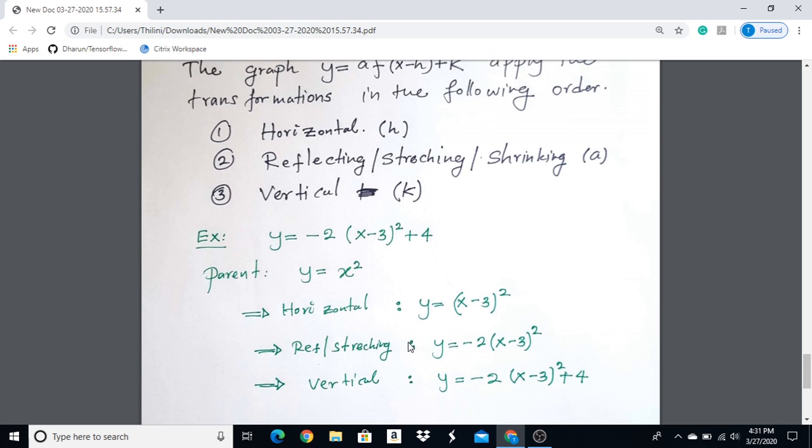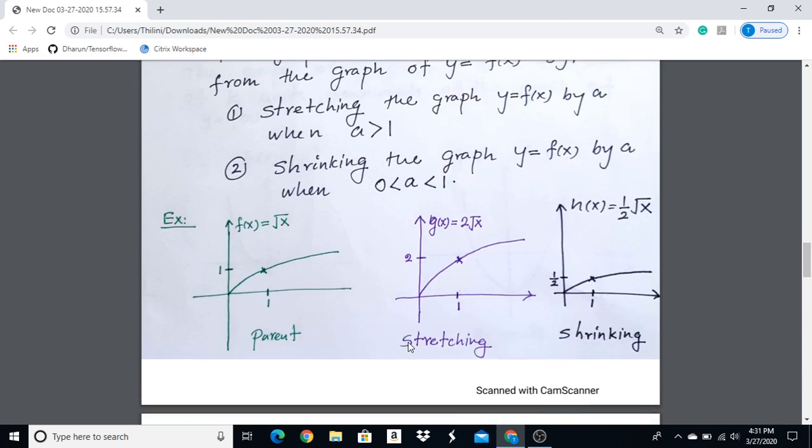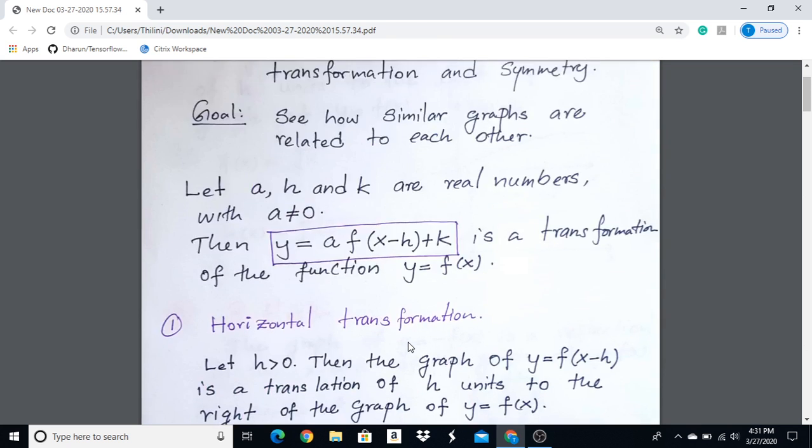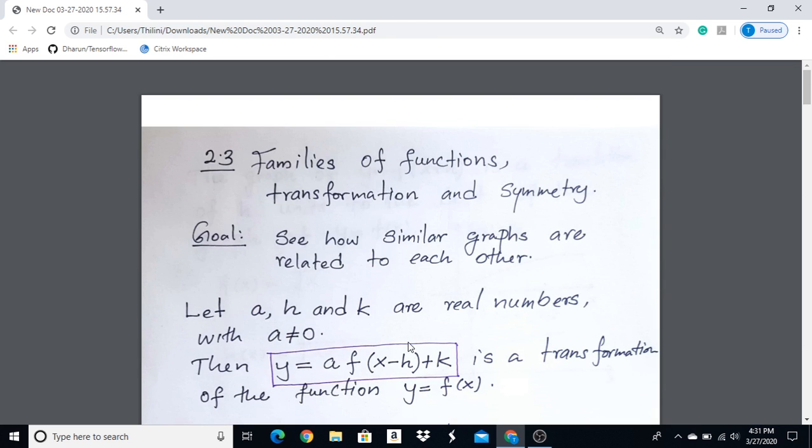Again, we have one more topic to talk about in this section. It's about symmetry. We will talk about it in the next video.